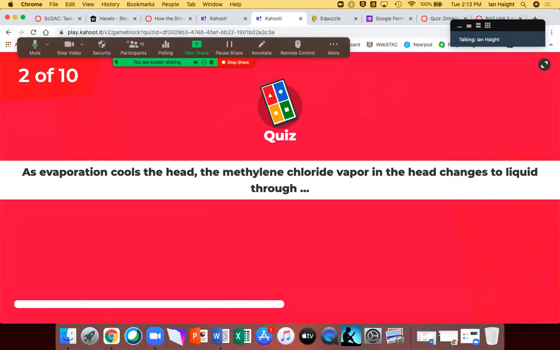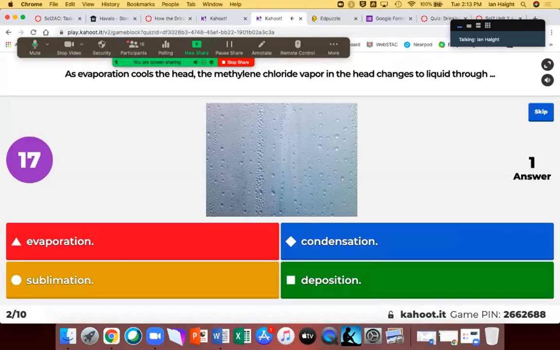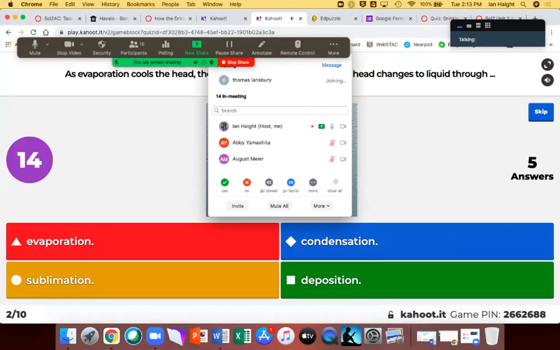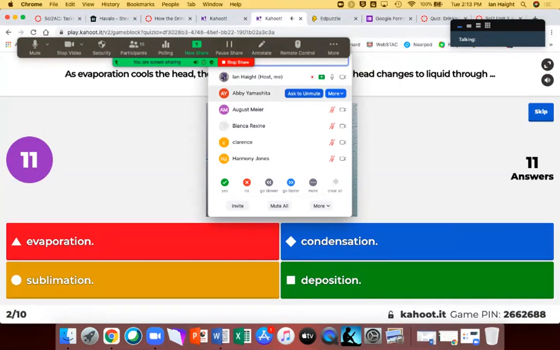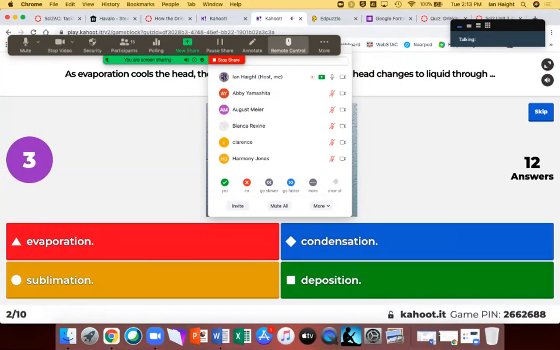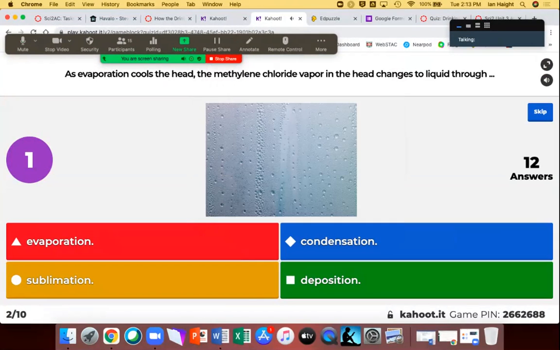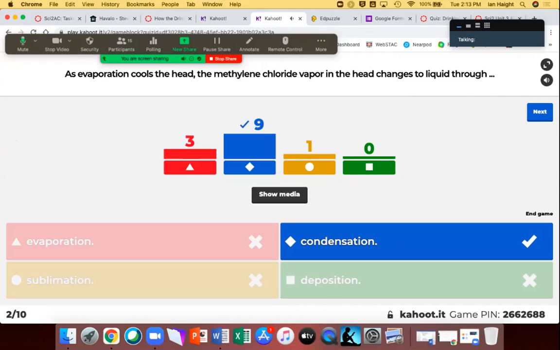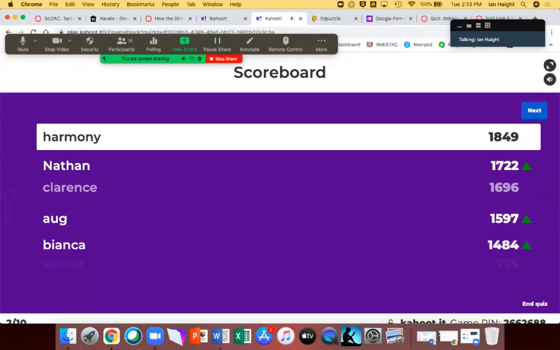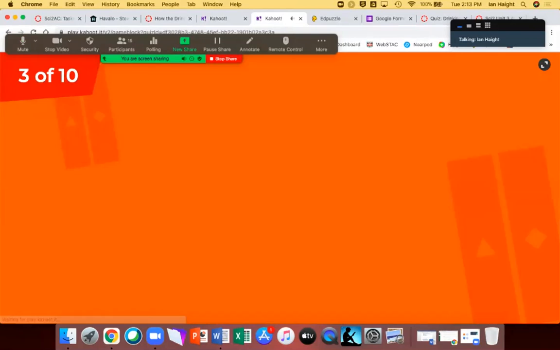As evaporation cools the head, the methylene chloride vapor in the head changes to liquid through what? So vapor to liquid. All right, again, most of you got that. That is the transition. Anytime you're going from vapor to liquid, that is called condensation. That's what's occurring in the little head bulb of the drinking bird. All right, Harmony still in the lead.